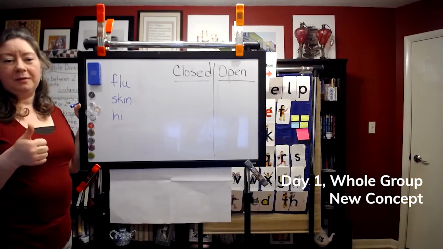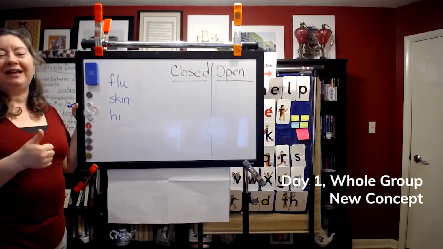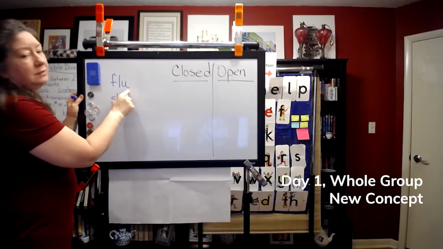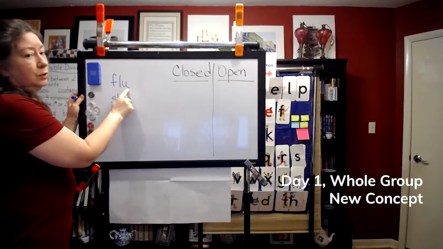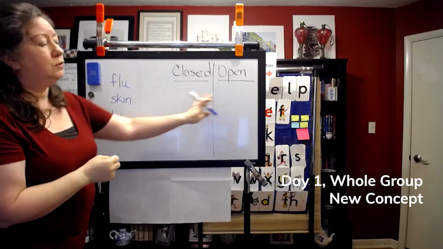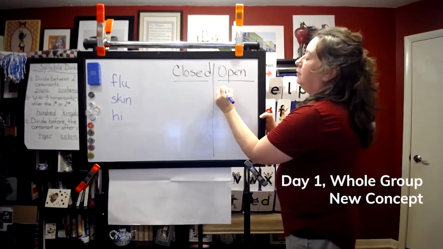All right, I see some thumbs up. A couple more. Okay, it looks like you guys are ready. So this first word, let's read this word. You can tap it out with me. Flew. Flew. So which side did you put it? On the closed or open? Open. Okay, I saw the O's for open.